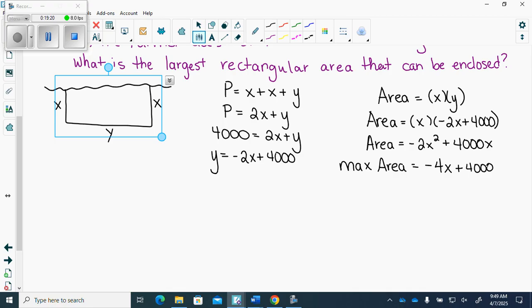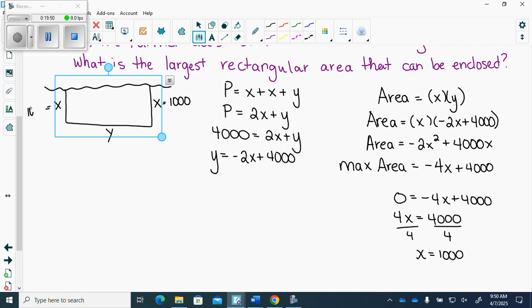And then to get the critical numbers, I just set the first derivative equal to what? 0. So I get 0 equals negative 4x plus 4,000. I can either add the 4x over or subtract the 4,000 over. Divide by 4. X equals 1,000. So x is 1,000 meters.